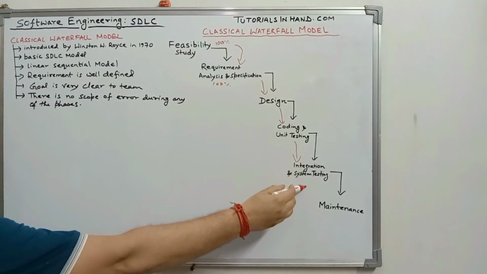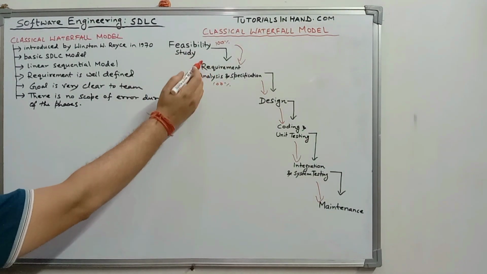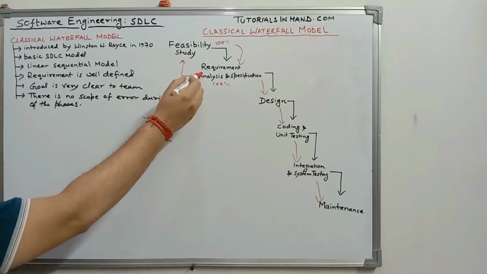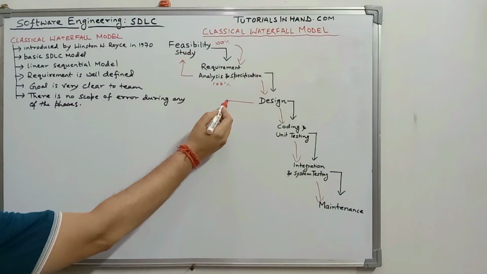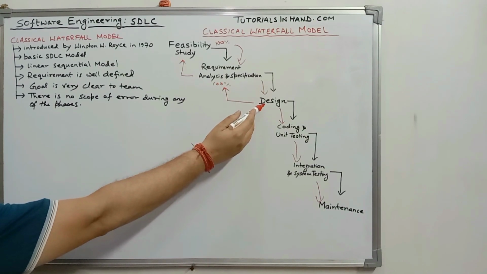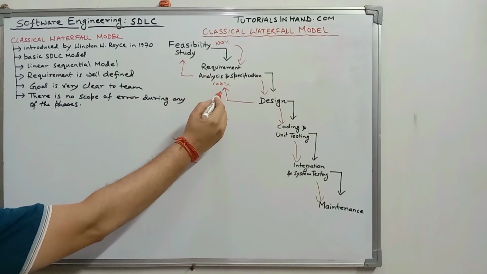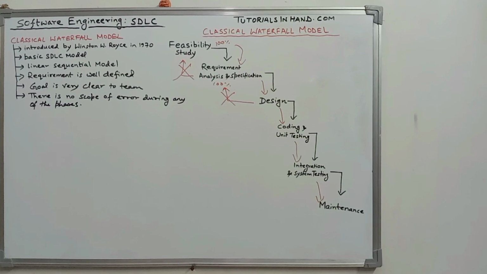So once the previous stage is assumed or found to be 100% perfect, only then do we move to the next stage, and that is why we do not have any scope of error in the previous phase, because we will not be able to return to any previous phase. Suppose there is a problem in the feasibility study or in the requirement analysis and specification, and we are at the design phase and want to go back and correct the error. That is not possible in the classical waterfall model. We cannot move back to the previous stage.